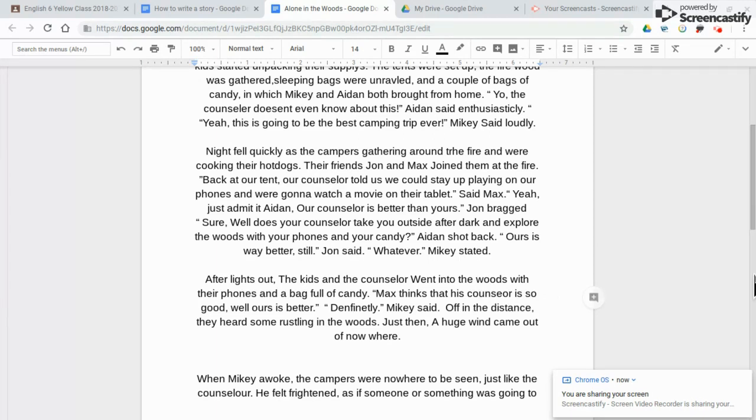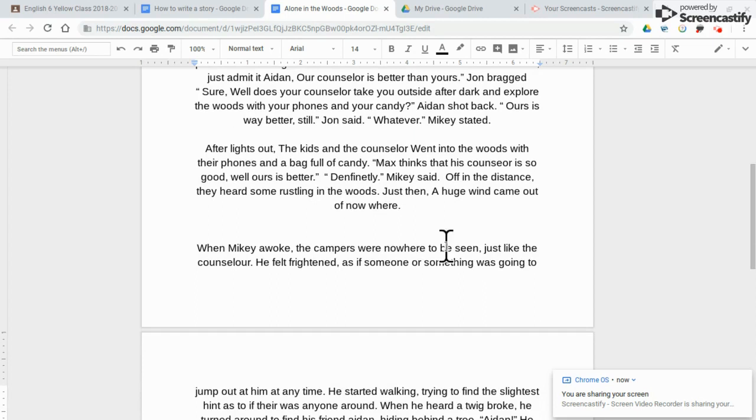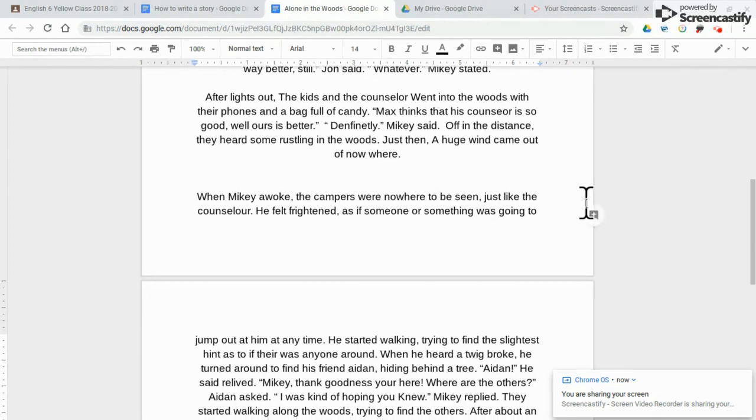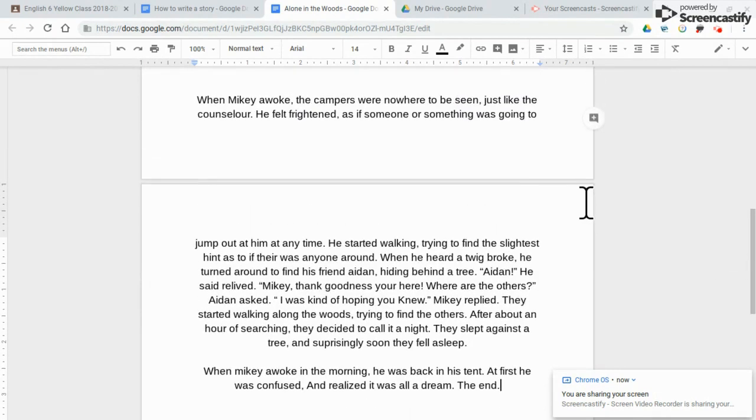So now we were just introduced to what just happened, the rustling in the woods, and then a huge wind came out of nowhere. When Mikey awoke, the campers were nowhere to be seen, just like the counselor. He felt frightened, as if someone or something was going to jump out at him at any time. He started walking, trying to find the slightest hint as to if there was anyone around, when he heard a twig break.